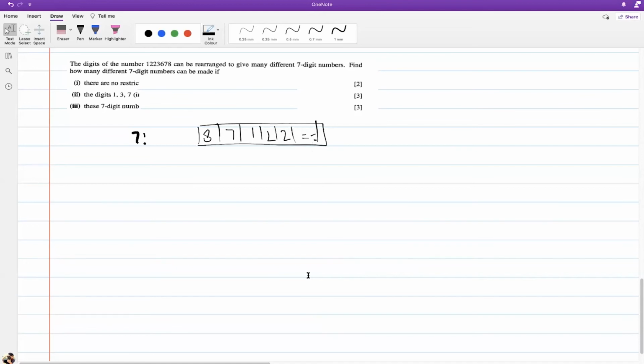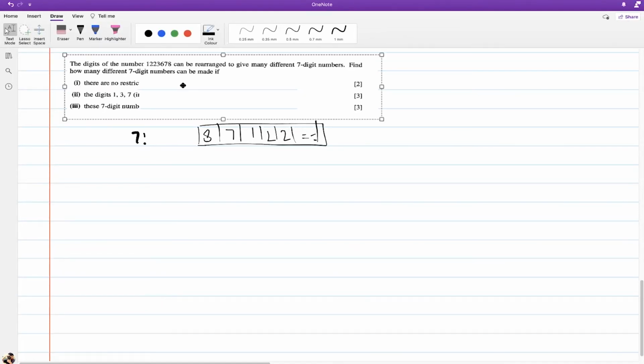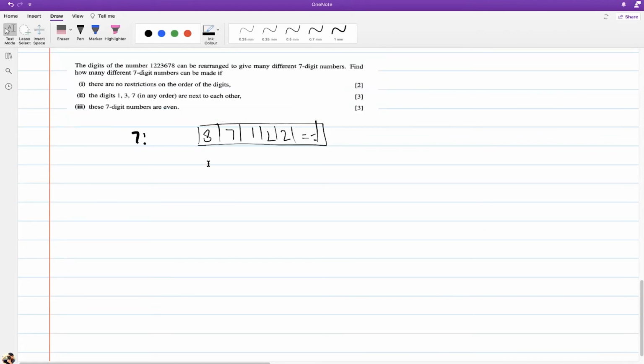Now, let's say they're saying digits 1, 3, and 7 are next to each other. Okay, so you want 1, 3, and 7 to be together. So think of it like this. We want to arrange now 1, 3, and 7 together. So that's one block of 1, 3, 7. So this will have just 1, 3, 7 in it. It can be 3, 1, 7. It can be 7, 1, 3 or something like that. So how many ways of filling things here?